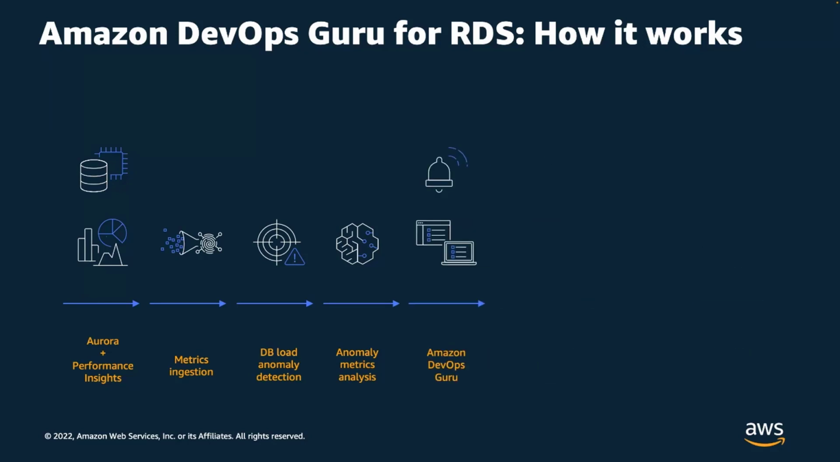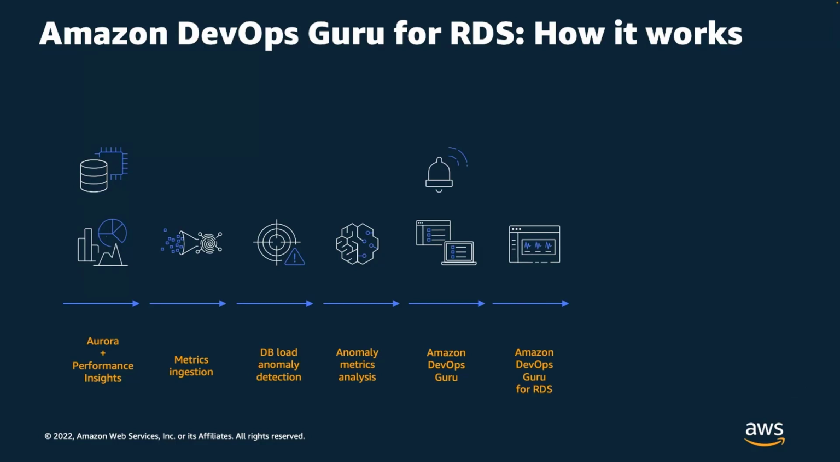DevOps Guru for RDS sends the basic anomaly information, including severity, time frame, and resource IDs to the main DevOps Guru service console. And then DevOps Guru has the ability to also send SNS events and integrates any database anomalies into the big picture of your full application stack. Here in the DevOps Guru console is where customers usually first find out about a database anomaly.